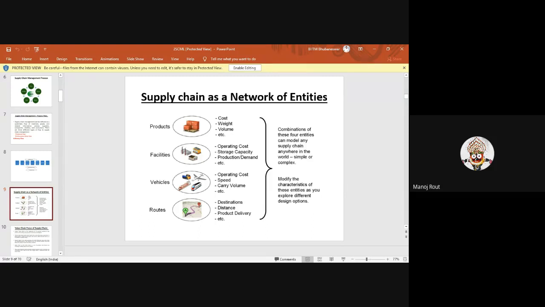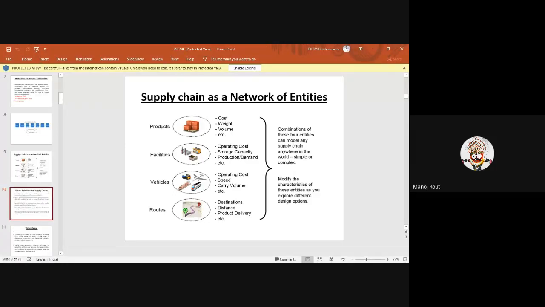So if you combine the four entities, you can model any kind of supply chain anywhere in the world, whether simple or complex. For example, if you modify the characteristics of these entities to explore different design options, you have to directly customize or modify these four entities: product, facility, vehicle, and route.